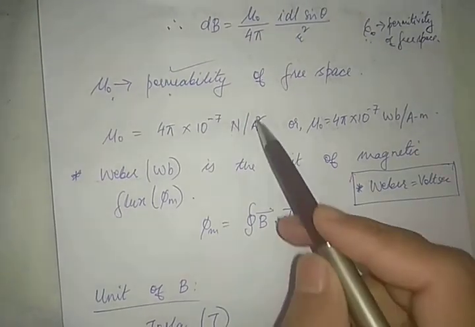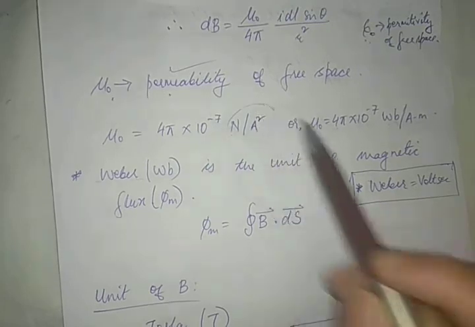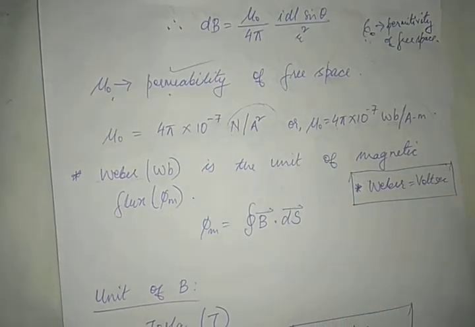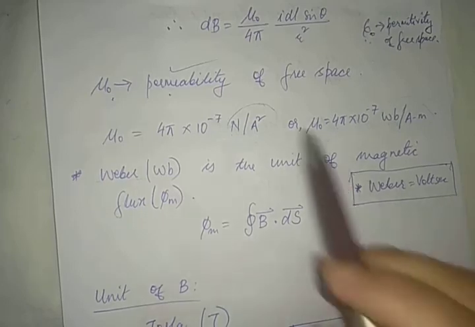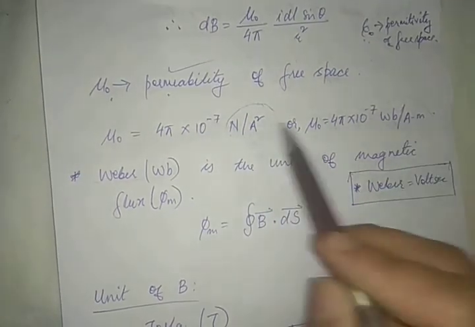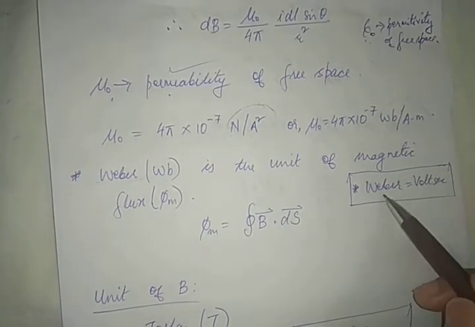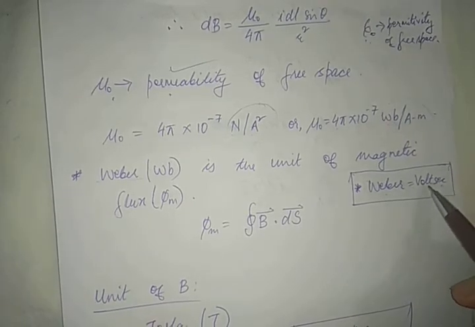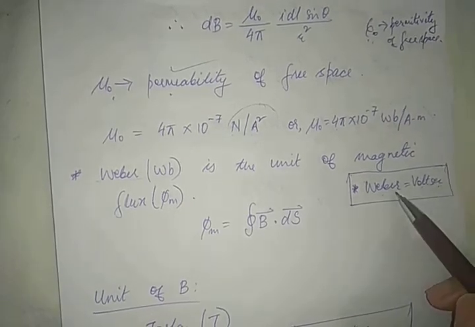Alright, so remember, Newton per ampere squared and Weber per ampere meter are one and the same thing, like saying kilogram meter per second squared and Newton, or kilogram meter squared per second squared and joule. You can check yourself, these two units are one and the same thing. And by the way, Weber is another name for volt into second. Volt multiplied by second is what is called a Weber.